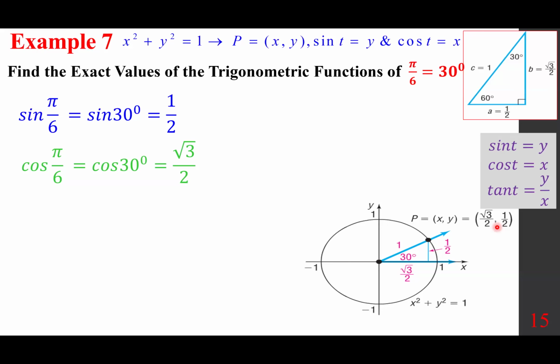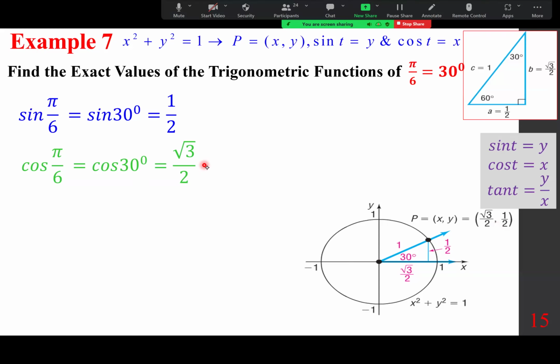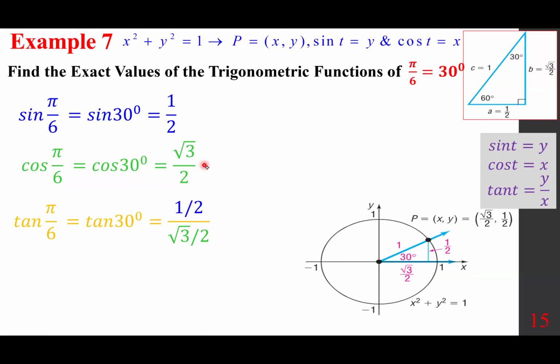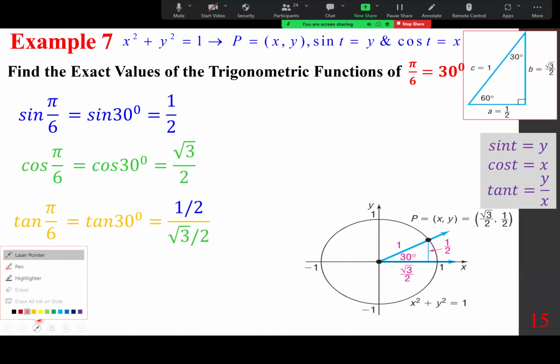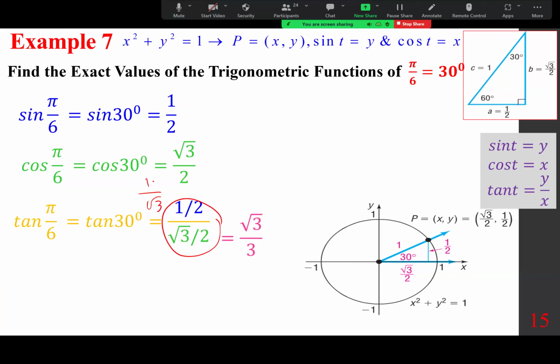So what happens to tangent? Sine over cosine. 1/2 over square root of 3/2, and that is 1 over square root of 3. We've shown that on the previous page. So this is 1 over square root of 3. We rationalize it, we get square root of 3 over 3. The rest of them are reciprocals. So this one, cosecant of pi over 6 or 30 degrees is 2. Again, as long as you have these two, you can get the rest of them. You don't have to memorize them. Okay, just in case.